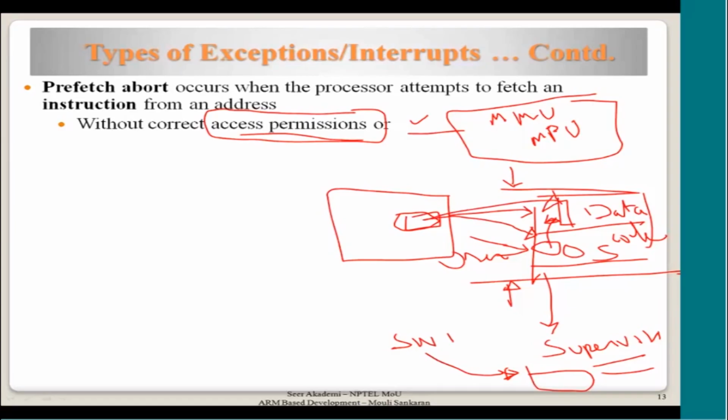So to prevent it, there are the memory protection unit and other hardware units which will continuously be monitoring what is being accessed and which mode the processor currently is in, and then whether it has enough permissions to do the job. Okay, whether reading or writing. So based on that, it may give an abort.